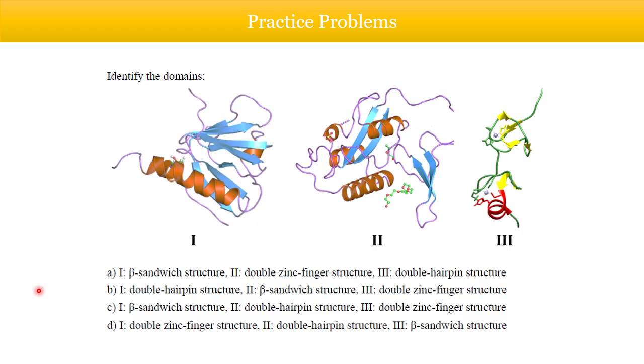So you have to identify these different domains, whether it's a beta sandwich structure or a double zinc finger structure or a double hairpin structure. So you have to identify these different domains.